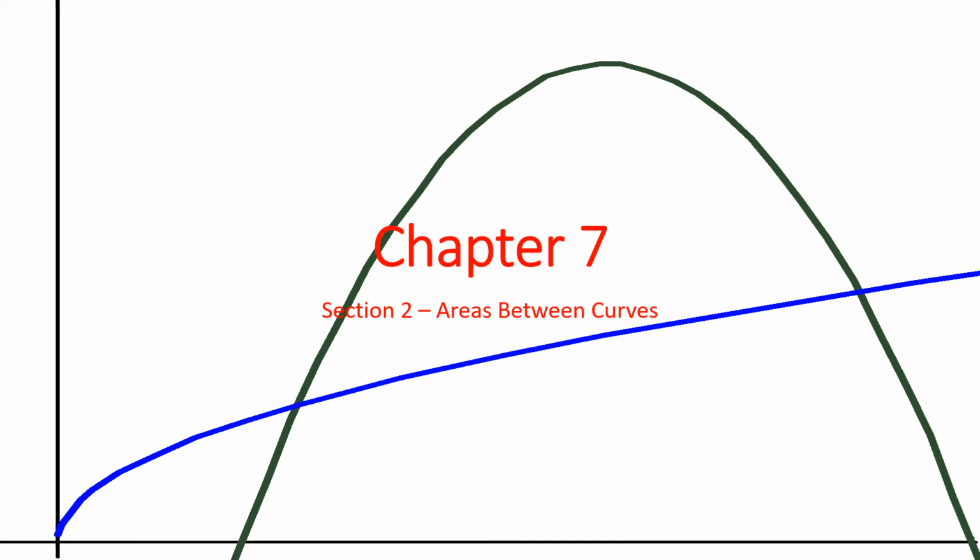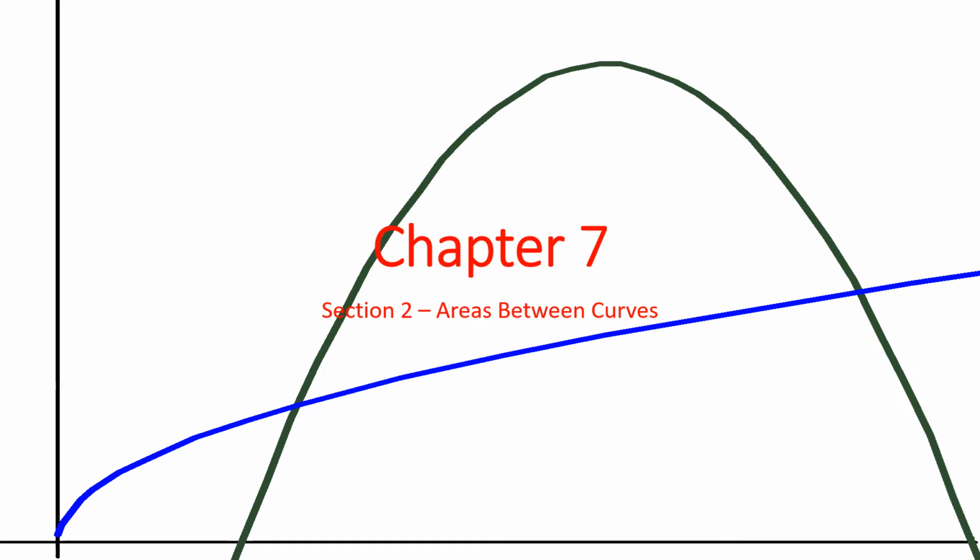Welcome back to section 2 of chapter 7. In this section, we are going to be looking at finding the area between curves. In the last section, and for the last couple chapters, we've been finding just the area under a curve. We may have called it different things, but that's what we've been finding. When we find the antiderivative or the definite integral, we find the area under the curve.